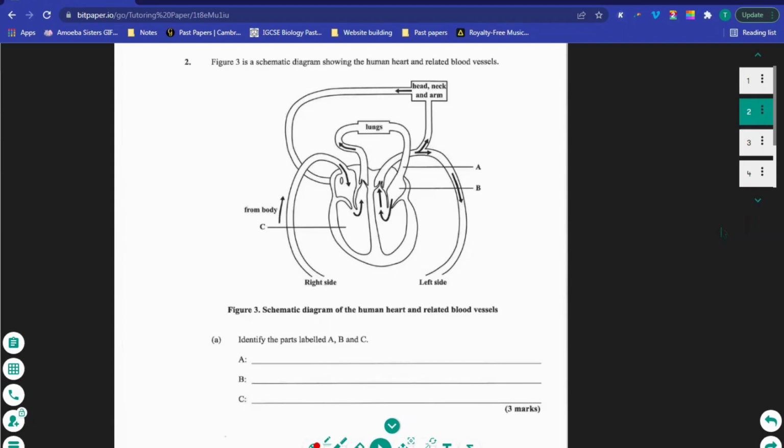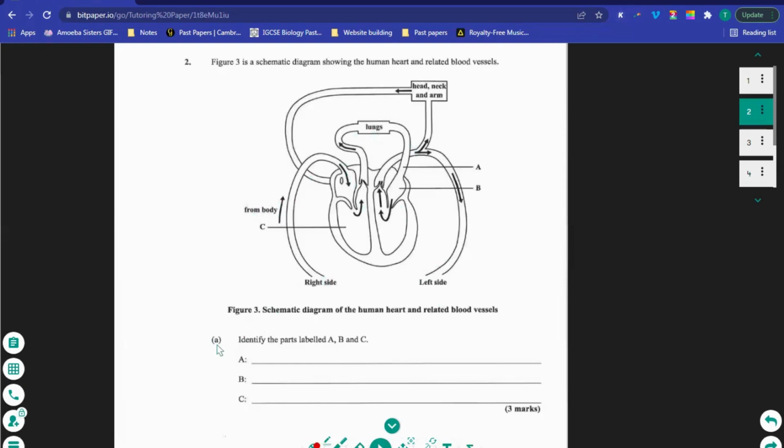So question 2 deals with the heart. And this is what we have here laid out for us to do. Figure 3 is a schematic diagram showing the human heart and the related blood vessels. They give us a major hint by showing us that this is the right side and this is the left side. But we could also tell by looking at the direction of the arrows and the fact that this is coming from the body, and you know where the lungs is situated and everything.